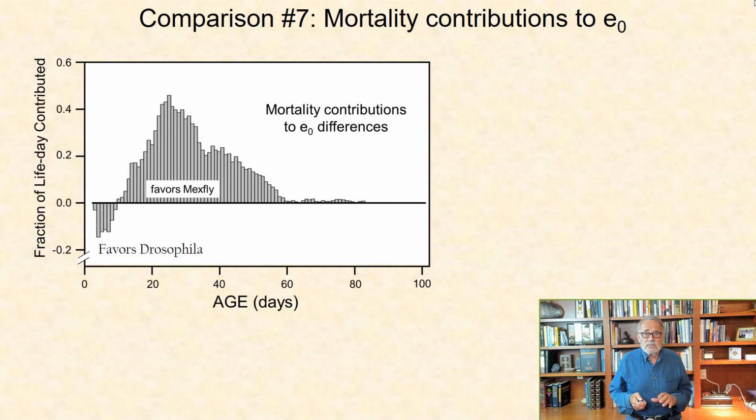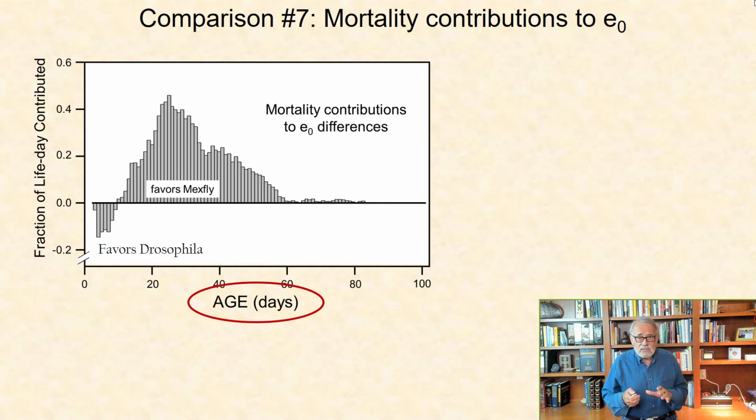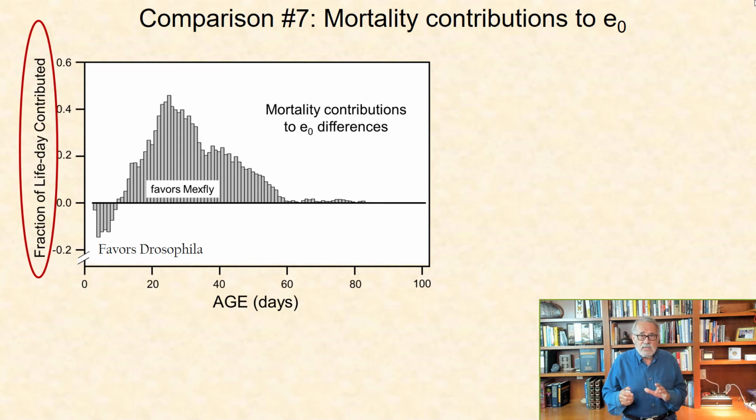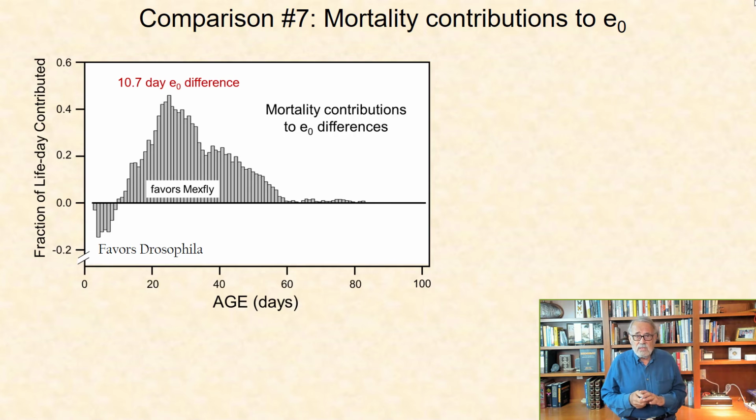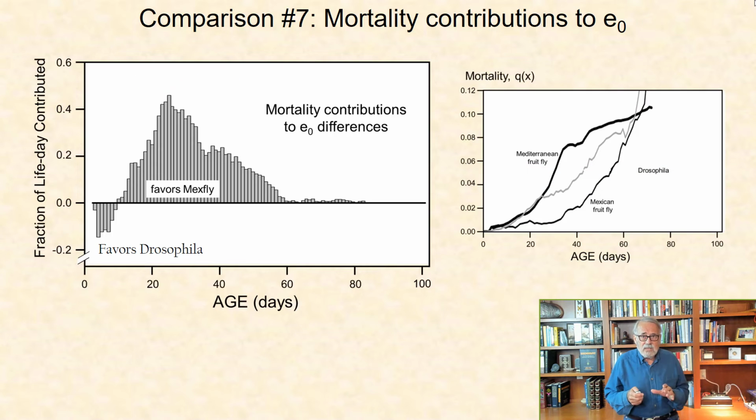This graphic depicts the mortality contributions to the differences in expectation of life between the Mexican fruit fly and Drosophila as an example comparison. We have age on the x-axis and fraction of life days contributed on the y-axis for the 10.7 day difference in expectation of lives of these 2 species. This rightmost graphic again shows the mortality schedules for these species as a reference.